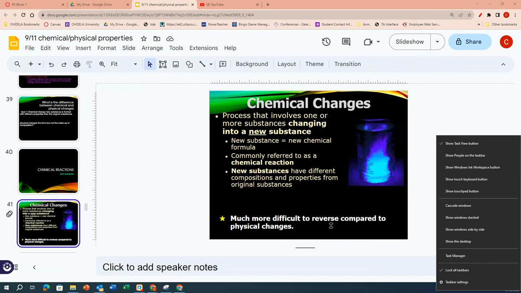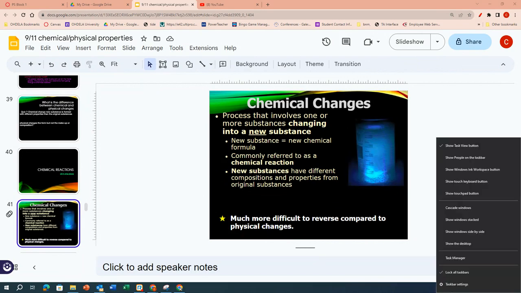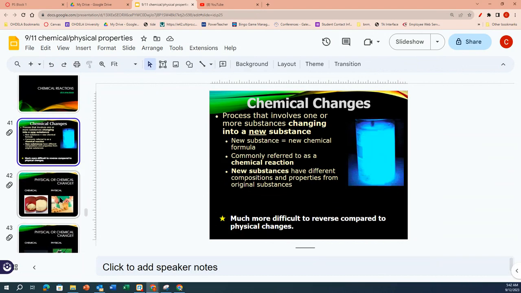So thinking about dissolving sugar in water, if we let the water evaporate, we can very easily get the sugar back. But with something like this, where we're adding some chemical to water and we get cold or heat or light, it's very difficult to change. Get back the chemicals that we originally had.